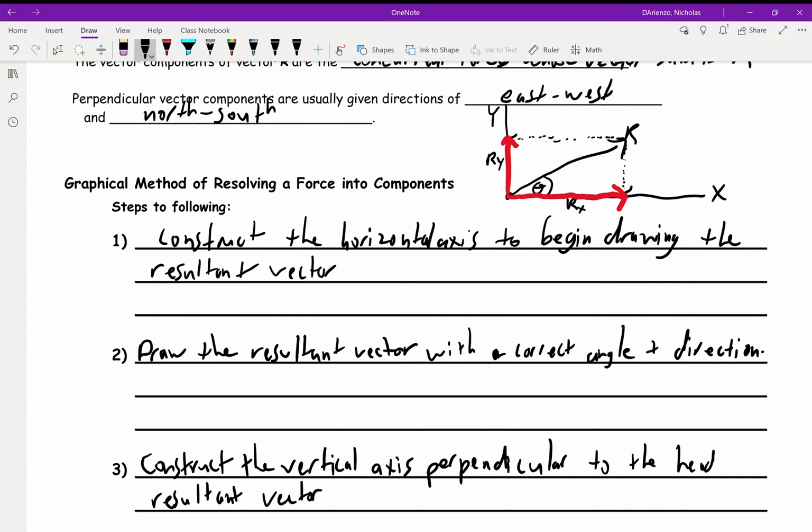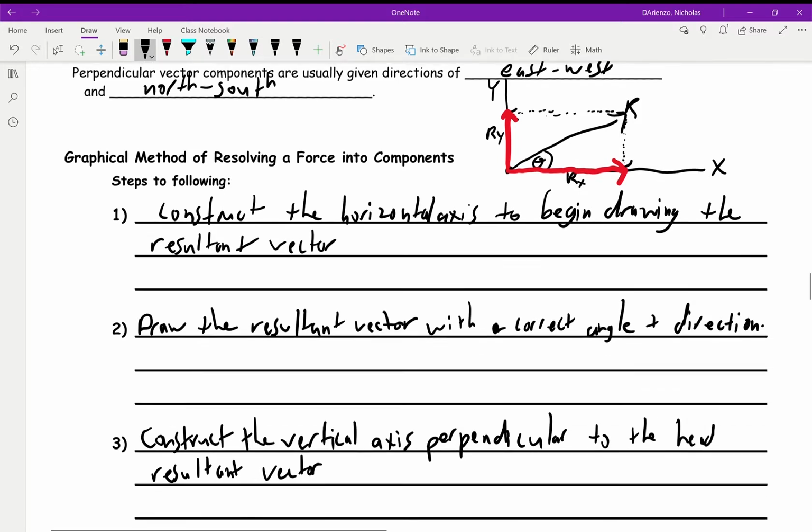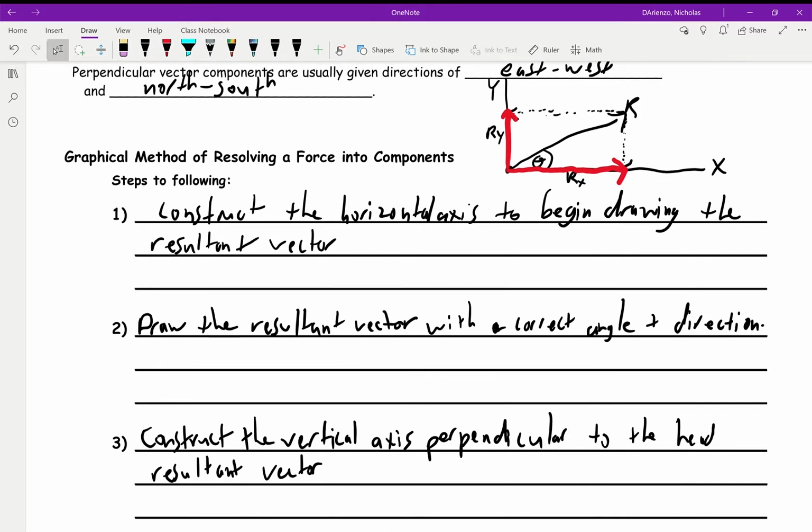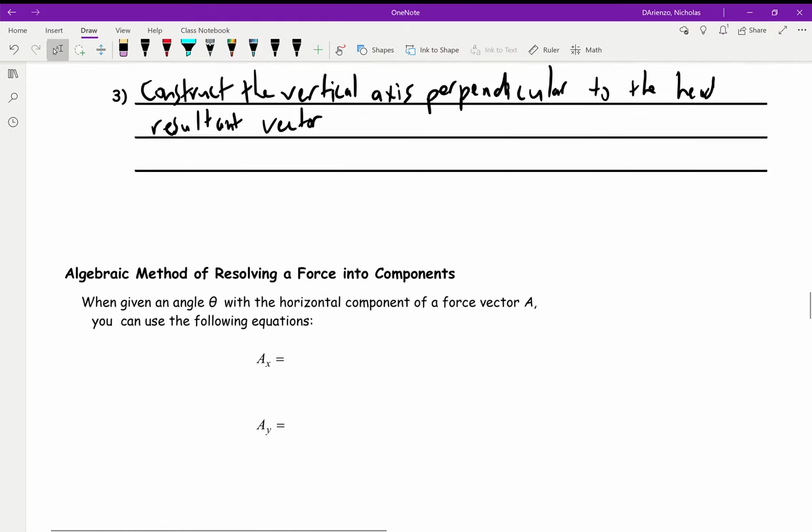Now this is how we would take a resultant or a single vector and resolve it into its component parts. We could then measure R sub y, R sub x. The combined effect of those two forces would produce the resultant R up there.